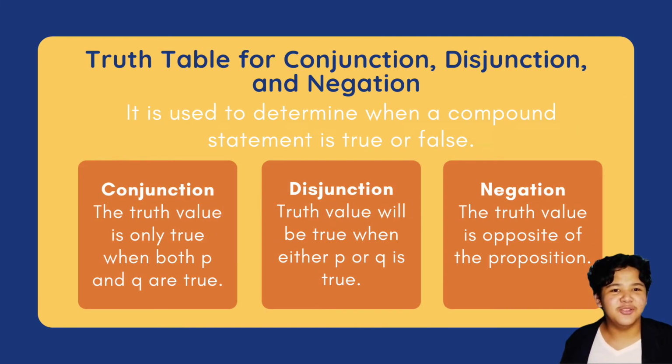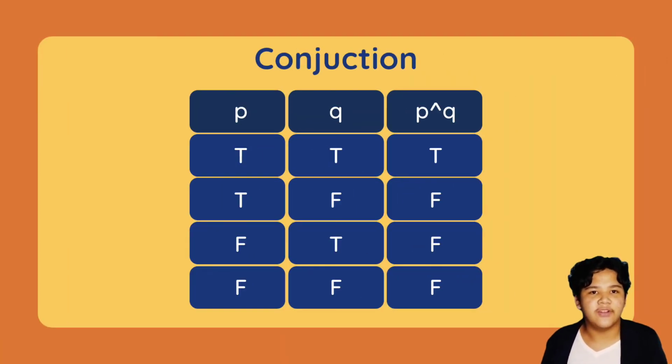True is denoted by T or 1, false is denoted by F or 0. A truth table is used to determine when a compound statement is true or false, and I will discuss conjunction, disjunction, and negation. Conjunction is where the truth value is only true when both P and Q are true. Disjunction, on the other hand, is where the truth value will be true when either P or Q is true, while negation's truth value is the opposite of the proposition. Let us start with the truth table of conjunction.